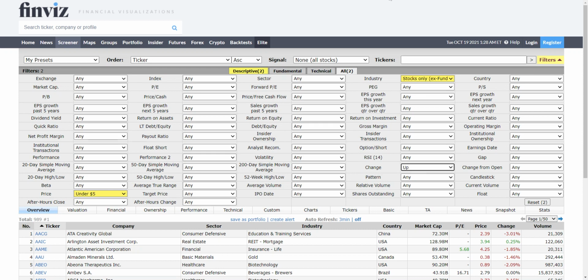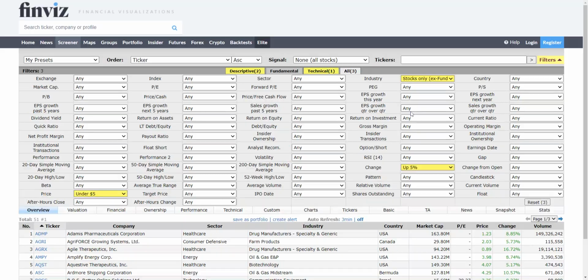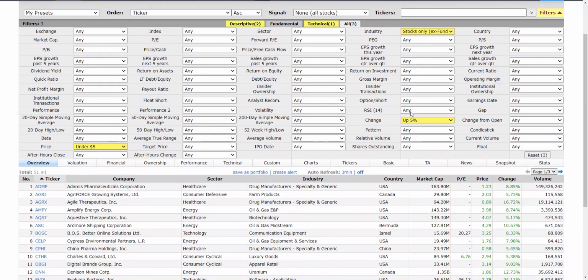Okay, for them to be up. Like, was I correct about it? Yeah, it was up 5%. So let's just click on up 5%. So you can see that it has a great background.